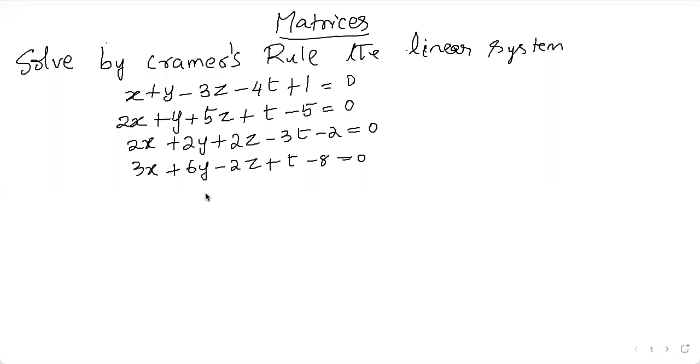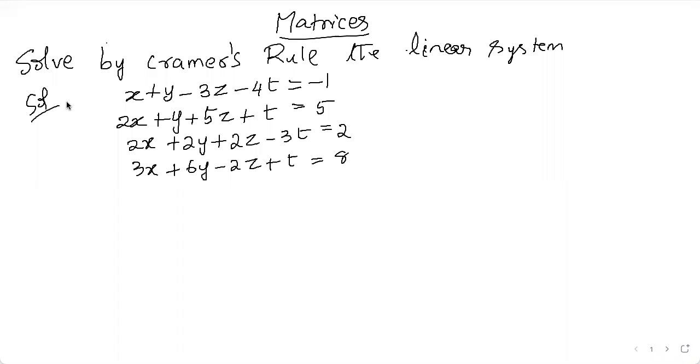So let us solve this kind of linear system, where you have to find four unknowns, that is x, y, z, and t. Now let us find that. Now the given system, let us write in x, y, z, and t form. Now the given system looks like this.